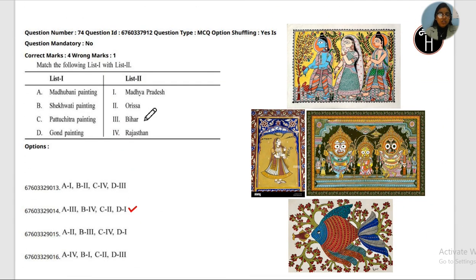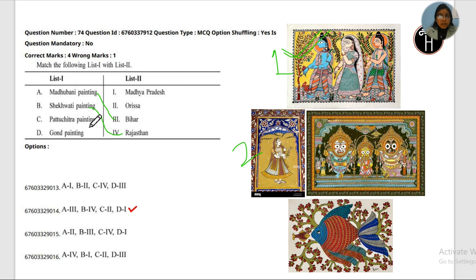Fine. Next question you have, in list 1 you have been given the names of 4 paintings, that is Madhubani, Shekhwati, Pattu Chitra and Gond painting. Next you have to associate each with the state from where these paintings originated. So Madhubani painting, the first image as you can see, this is the Madhubani painting. So it is of Bihar. Second you have Shekhwati painting.